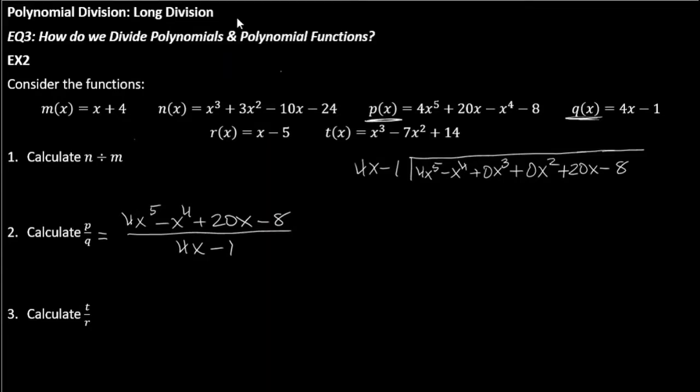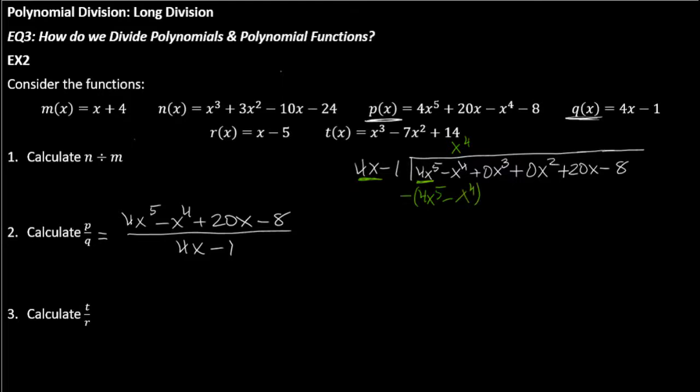Okay, because that's going to make this example take forever. But again, we're looking at the first numbers, right? So 4x times what gives me the 4x to the 5th? Well, 4x times x to the 4th, right? So that's positive x to the 4th. Okay, then we distribute back inside. That's going to give me 4x to the 5th minus x to the 4th.